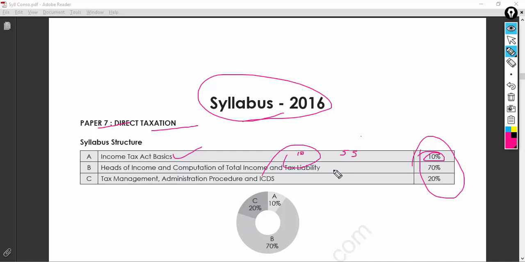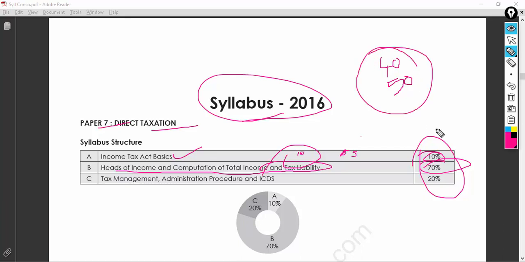In case I consider this one 5 marks, then the heads of income, computation of total income and the tax liability carry 70 marks. Huge number, right? So you have to know which is the thing you need to concentrate on more to get your normal 40 to 50 percentage. Remember to complete this. When you target this portion, it is nothing but heads of income and computation of taxable, that is the total income, and the tax liability, which carries 70 marks.